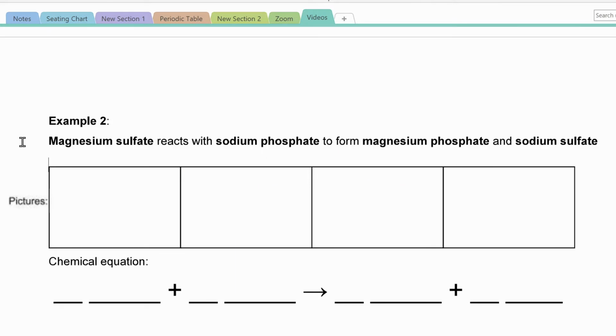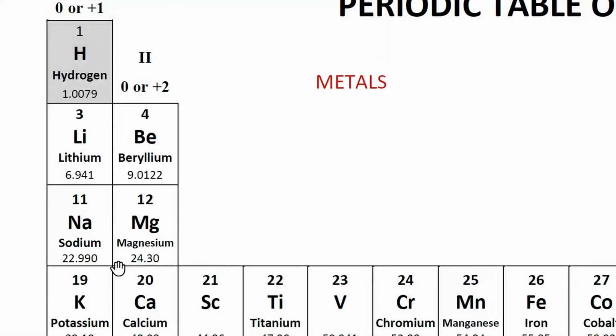Let's try another example. We have magnesium sulfate reacts with sodium phosphate to form magnesium phosphate and sodium sulfate. First thing we gotta do is convert these salt compound names into chemical formulas. So our first salt involved is magnesium sulfate, and to get the chemical formula, we'll first need to identify the charges of the ions involved using our periodic table. So magnesium is right here, number 12, and all elements in this column will form ions with a +2 charge.